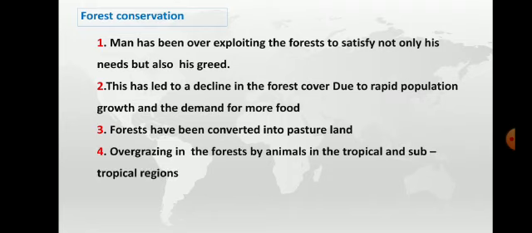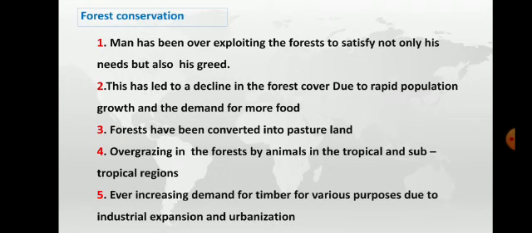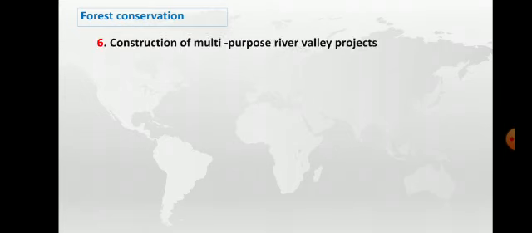Overgrazing in forests by animals in the tropical and subtropical regions has resulted in large scale degradation of natural vegetation. Even the increasing demand for timber for various purposes due to industrial expansion and urbanization has also added to deforestation. Next, you can see construction of multi-purpose river valley projects. This also has led to the submergence of land and destruction of forested river sites.